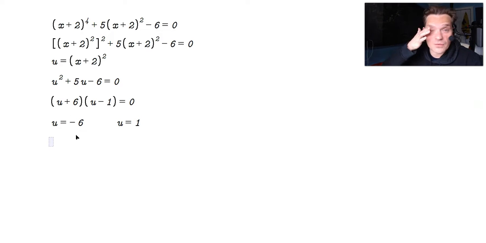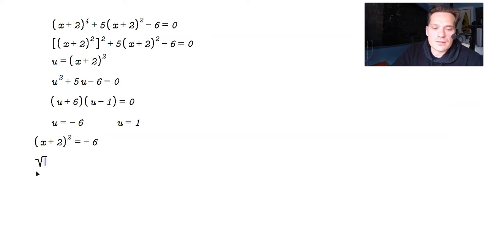And this is where you should not stop. That's not enough, because you have to remember that u is defined by this quantity (x + 2)^2. So you have to solve additional equations from here on down, okay? So you have to do (x + 2)^2 = -6. Take square roots on both sides. So x + 2 equals plus or minus the root of negative 6.